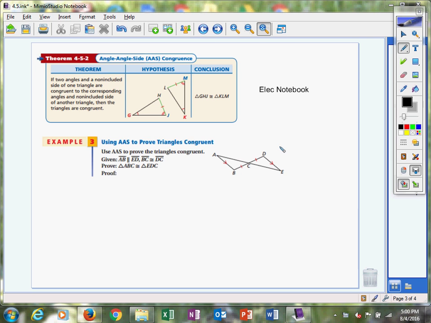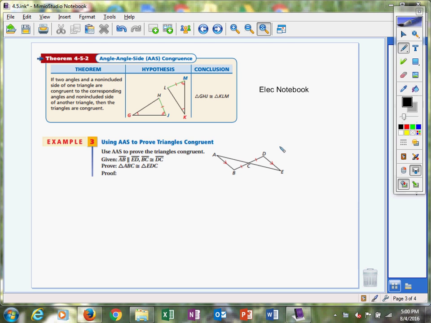We got another theorem to toss out here. What have we learned so far? Okay, side, side, side. First one we learned in the last chapter, last section, side, angle, side. Then we just learned angle, side, angle, and now we're getting ready to do angle, angle, side.